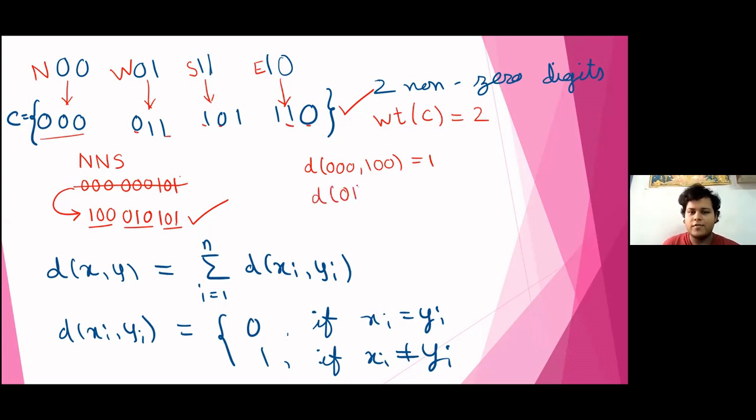The distance between 0, 1, 1 and 1, 0, 0 is 3. The distance between 1, 0, 1 and 1, 0, 0 is 1. And the distance between 1, 1, 0 and 1, 0, 0 is also 1. So from that, the receiver will conclude that there is some error in this code. He may not be able to correct this code, but he will at least detect that there are some errors.